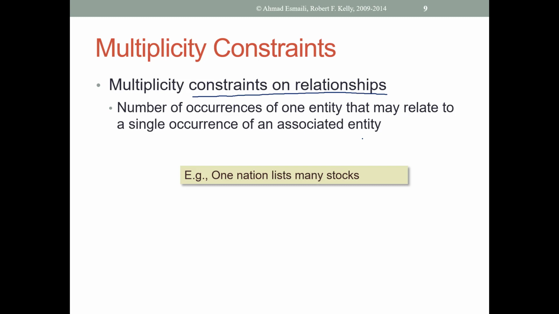So the example you have right here is that one nation lists many stocks. So this is one to many. One nation, many stocks. This is one to many. Multiplicity.